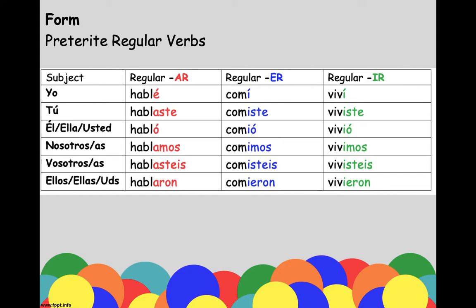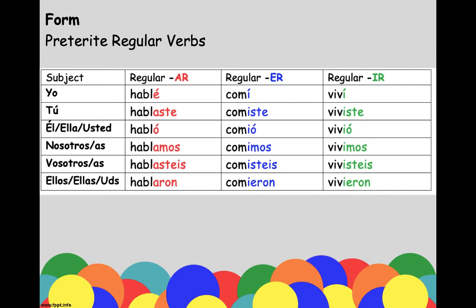And then the regular IR verbs, for example, vivir, the verb to live, would change to viví, I lived, viviste, you lived, vivió, he or she lived, vivimos, we lived, vivisteis, you plural lived, vivieron, they lived. Now, when you're learning tenses and verb patterns, it's really important to look for similarities and differences, as this will help you with your learning off by heart.